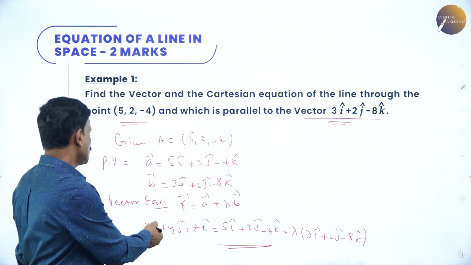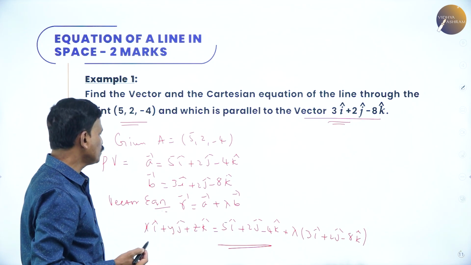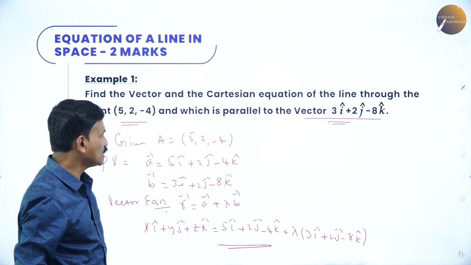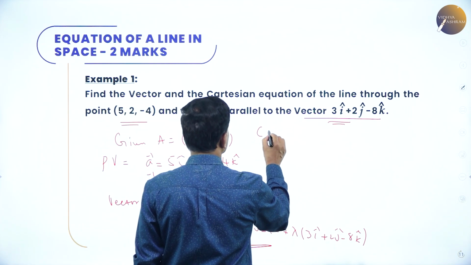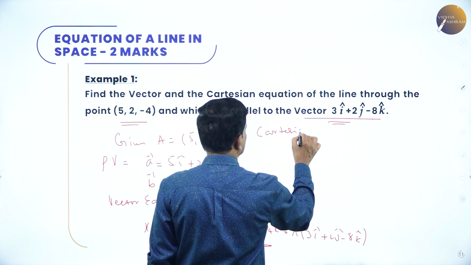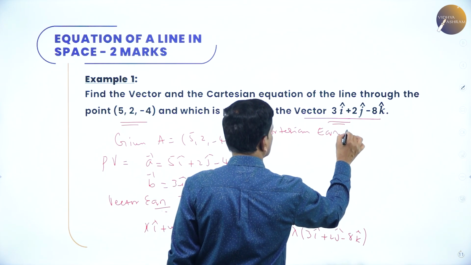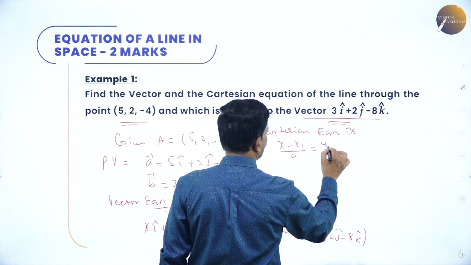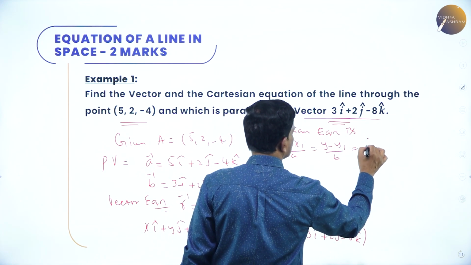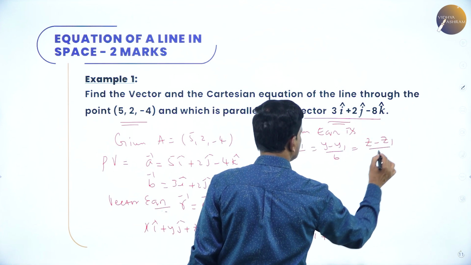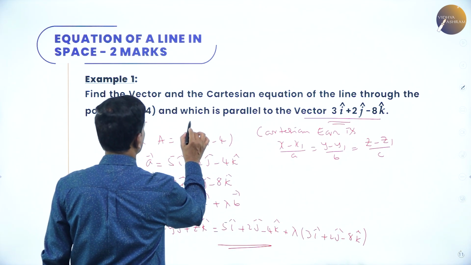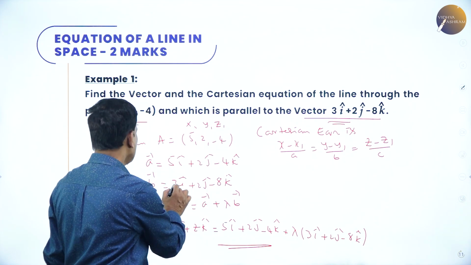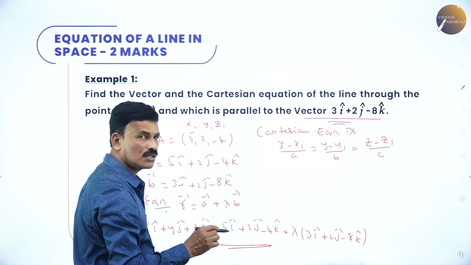Vector equation: xi plus yj plus zk is equal to 5i plus 2j minus 4k plus lambda into 3i plus 2j minus 8k. Now the Cartesian equation. What is the formula? x minus x1 by a, y minus y1 by b, z minus z1 by c. So this is x1, y1, z1, and a, b, c. A is 3, b is 2 and c is equal to minus 8.